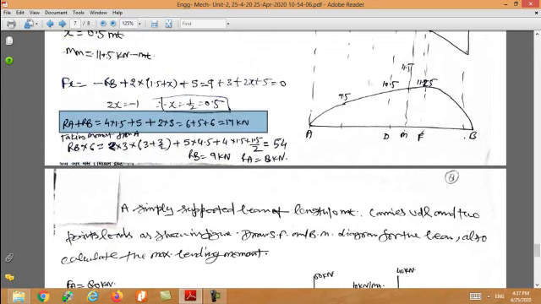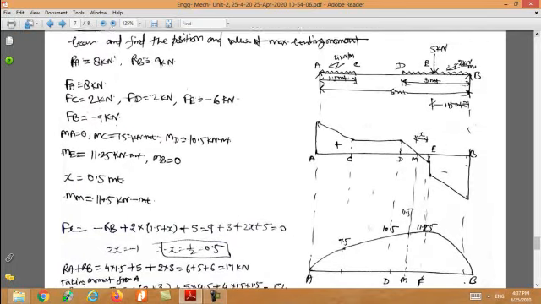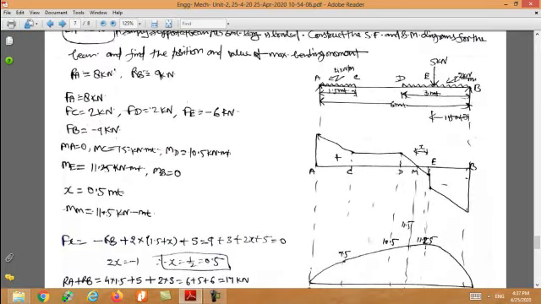Calculate RA is equal to 8 kilonewtons, RB is equal to 9 kilonewtons. So calculate the FA shear force value and draw the shear force diagram. Here you are also seeing that the shear force changes sign. When it changes sign, it means the bending moment is maximum here.